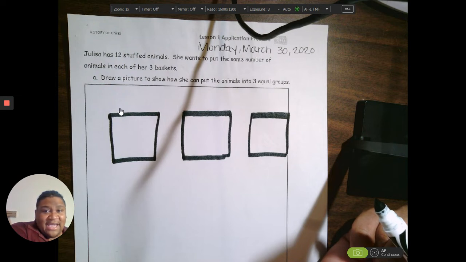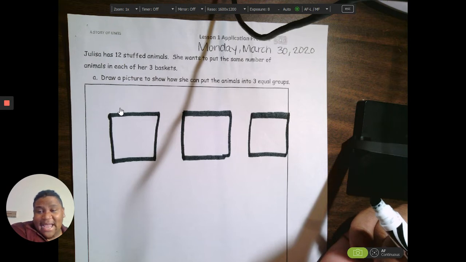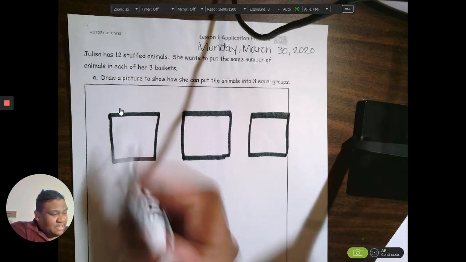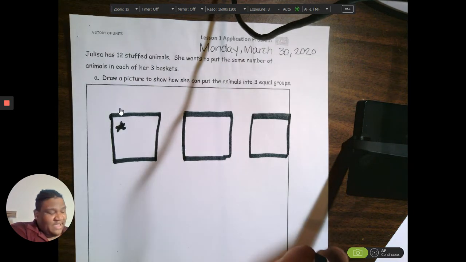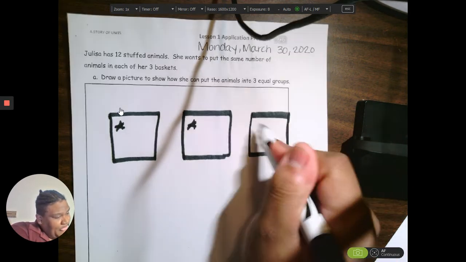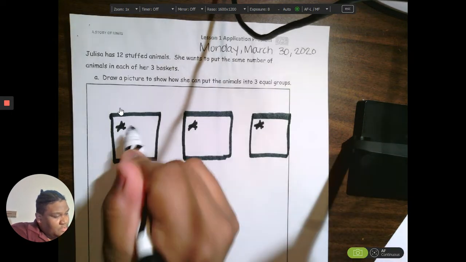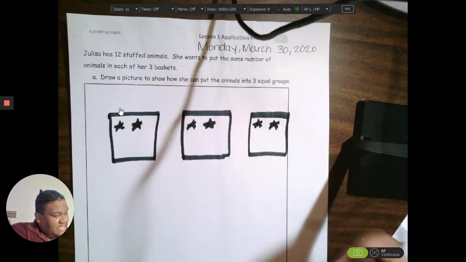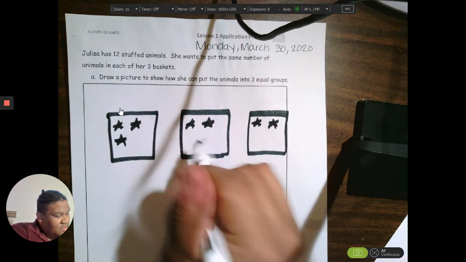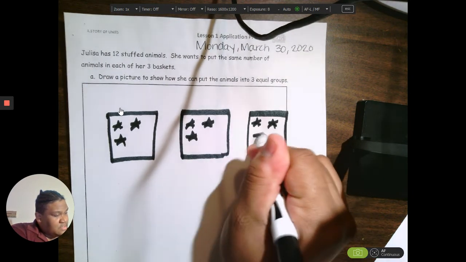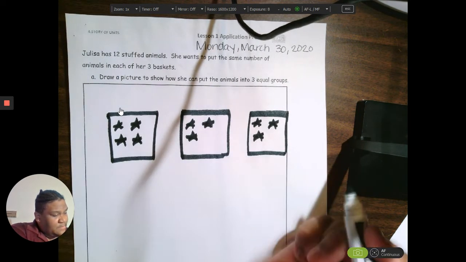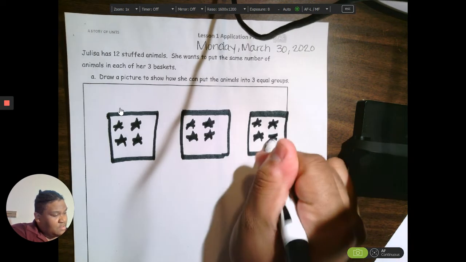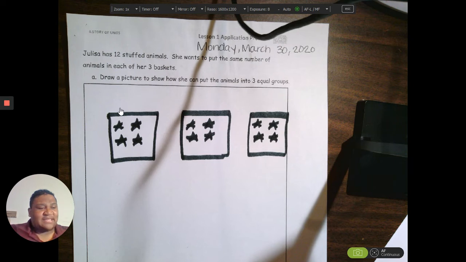Okay? So she has 12 of them. So I need to now place 12 stuffed animals into these baskets. So I'm going to say 1, that's my stuffed animal. 2, 3, 4, 5, 6, 7, 8, 9, 10, 11, 12. So I got to 12. I got to 12. Now what?